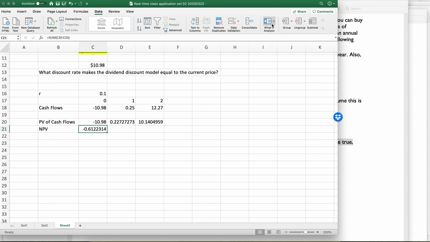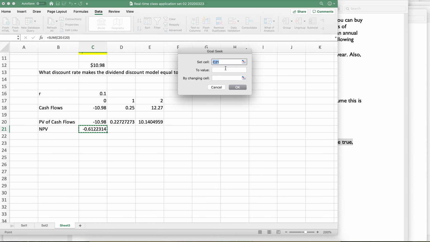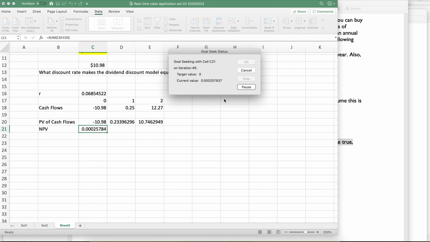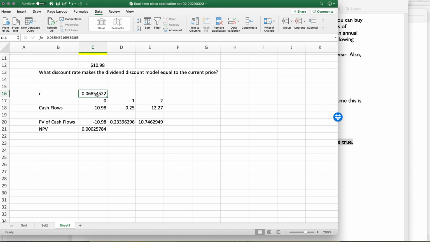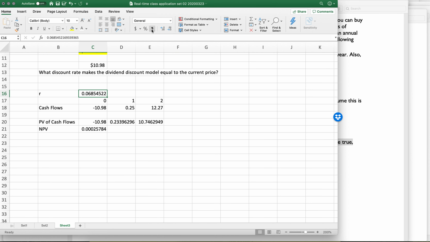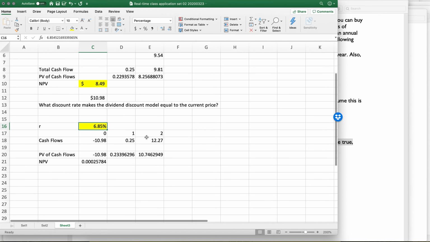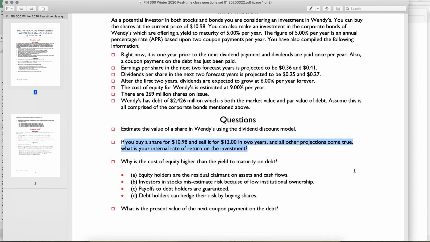Now, we could certainly guess and check to get the IRR, but otherwise, we're just going to set the NPV equal to zero by changing the discount rate. And we have 6.85%. Let me change that to percent. So this is the answer for this one, and the solution is that a 6.85% rate of return would give us an NPV of zero for this. So that's the IRR for this problem.